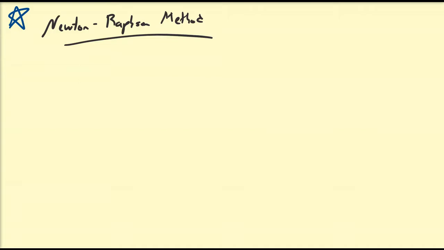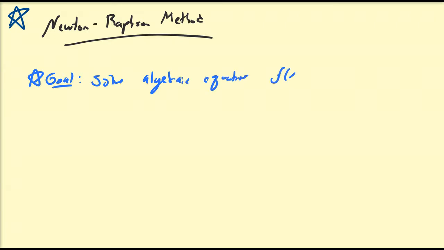Hello there. In this video we're going to look at another method that's a little bit more rapid in terms of convergence for solving algebraic equations. So again, our goal for this video is to solve algebraic equations of the form f of x is equal to 0. And the method that we will be focusing on is the Newton-Raphson method.